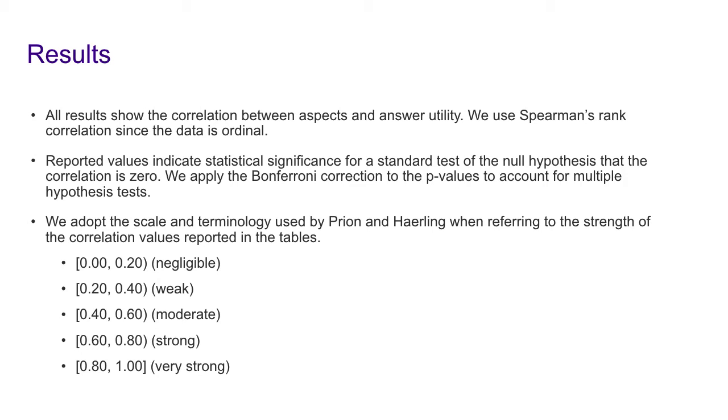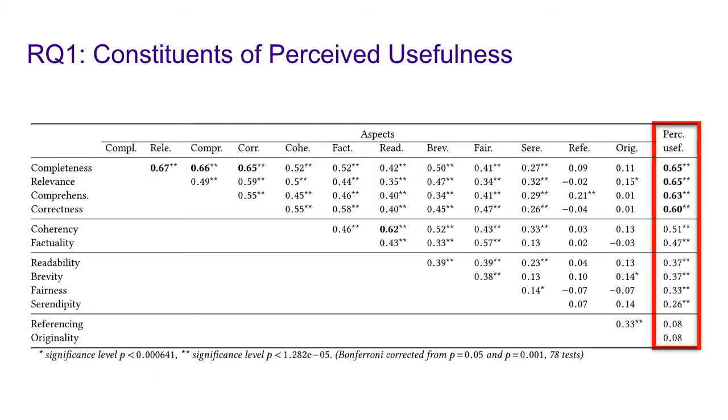When referring to the strength of the correlations, we use the scale and terminology of Ryan and Hurling. So, we talk about negligible, weak, moderate, strong, and very strong correlations. In the rest of the presentation, I will go over our results for each research question, starting with our Q1.